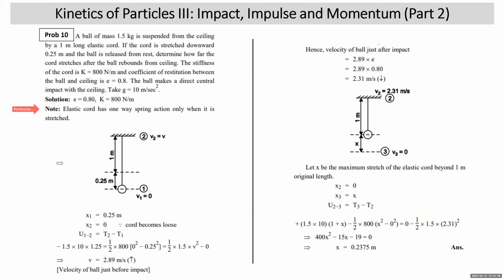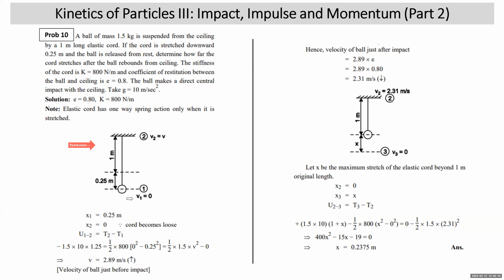But can you compress the cord? No. So you have to remember that this elastic cord will work as a spring only in one direction. So an elastic cord has one-way spring action only when it is stretched. Now come to the first stage. This is the cord of 1 meter length to which a ball is attached. The ball is pulled down by 0.25 meter and then released from rest. So we'll apply the work energy principle here from position 1 to position 2.